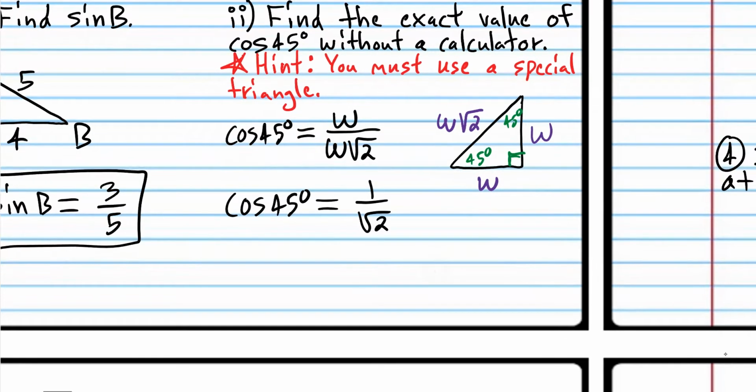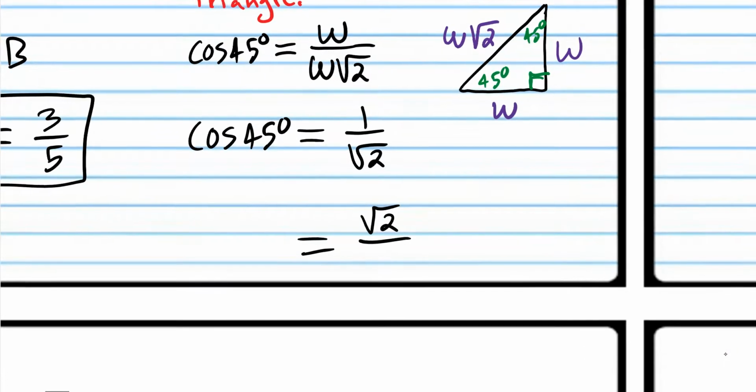But remember, we're not allowed to leave a root in the denominator. We need to rationalize the denominator. So we're going to multiply both sides by root 2. 1 times root 2 is root 2. And root 2 times root 2, well, that's the same as squaring. When you multiply something by itself, you're squaring it. That's the opposite of square rooting, so it just gets rid of the square root.